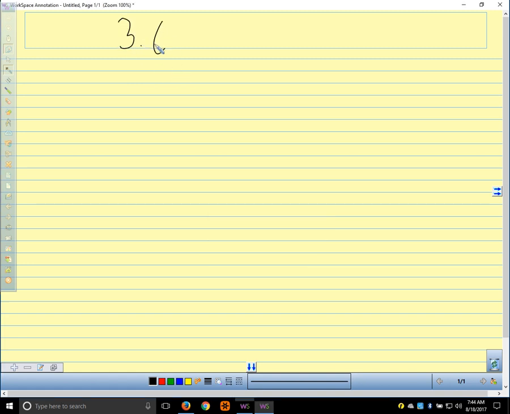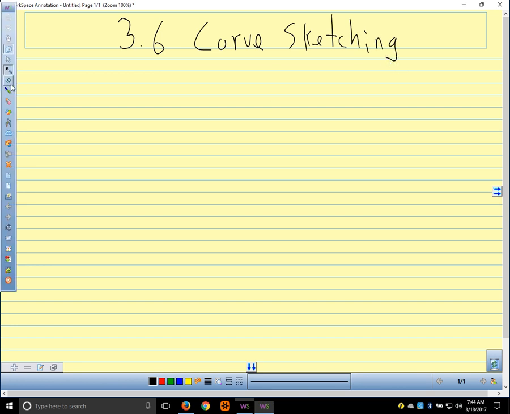All right, so we're starting off in section 3.6. So the first thing that I want to ask is, why would we want to sketch curves? What did you say? He said it helps you visualize. I like that, to visualize.